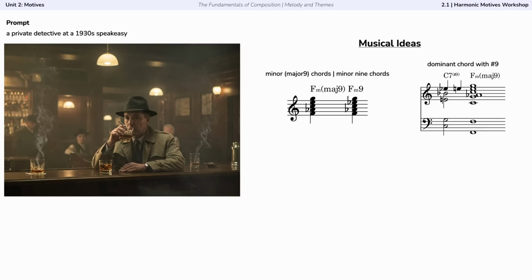Another chord progression that I think fits this aesthetic is to use the dominant chord with the sharp 9. That can lead back into the minor tonic chord. And in general, I think using a lot of suspended, extended tones can work really well in this context.